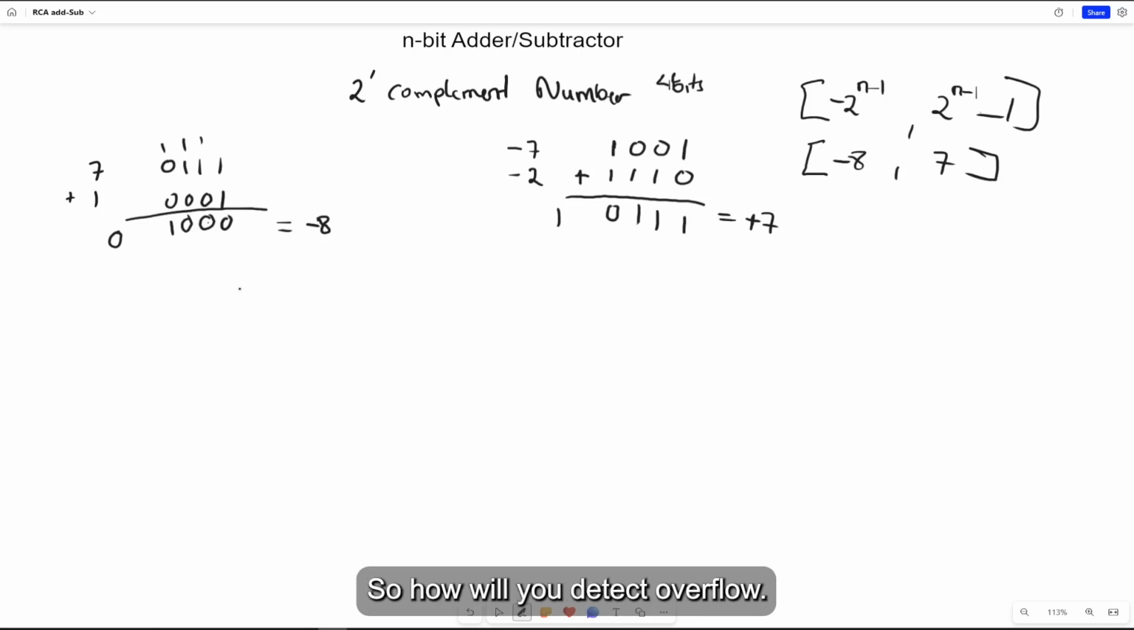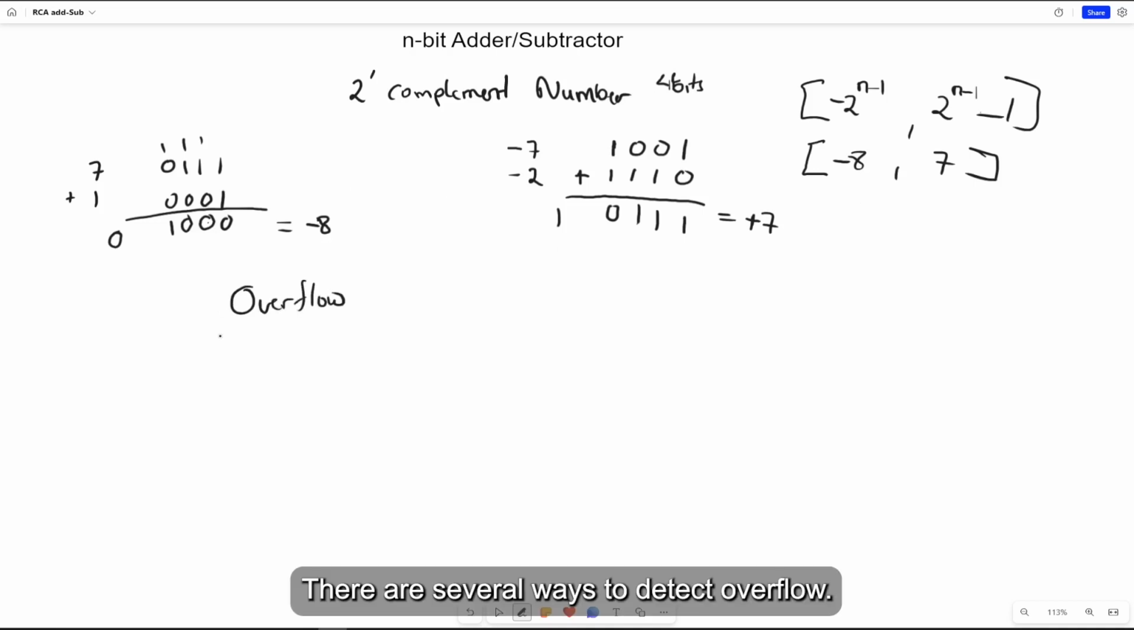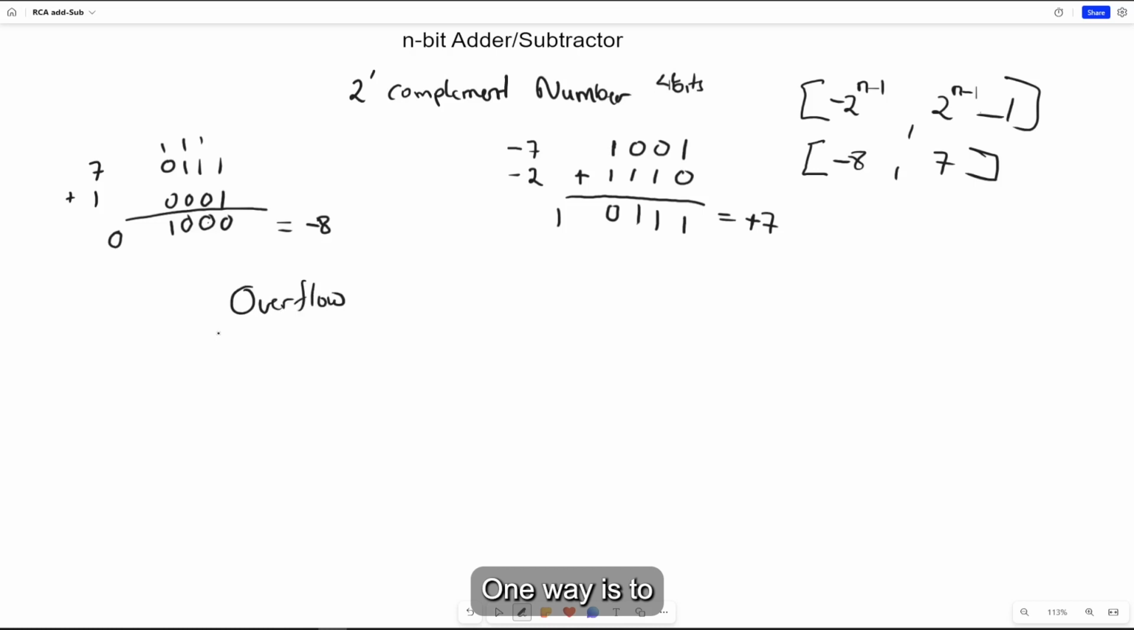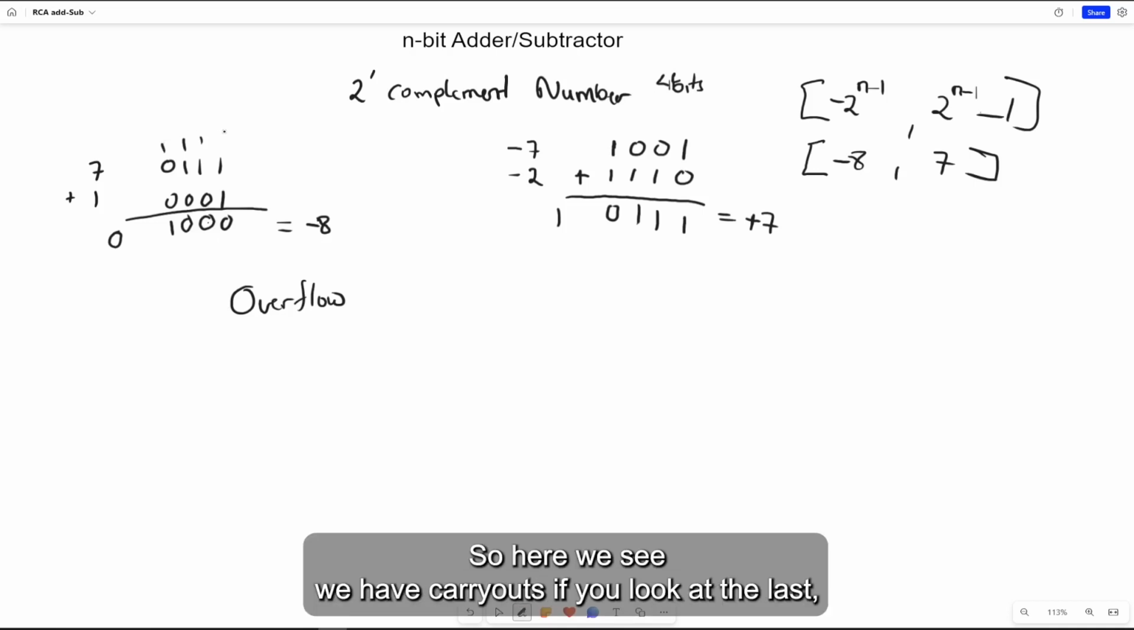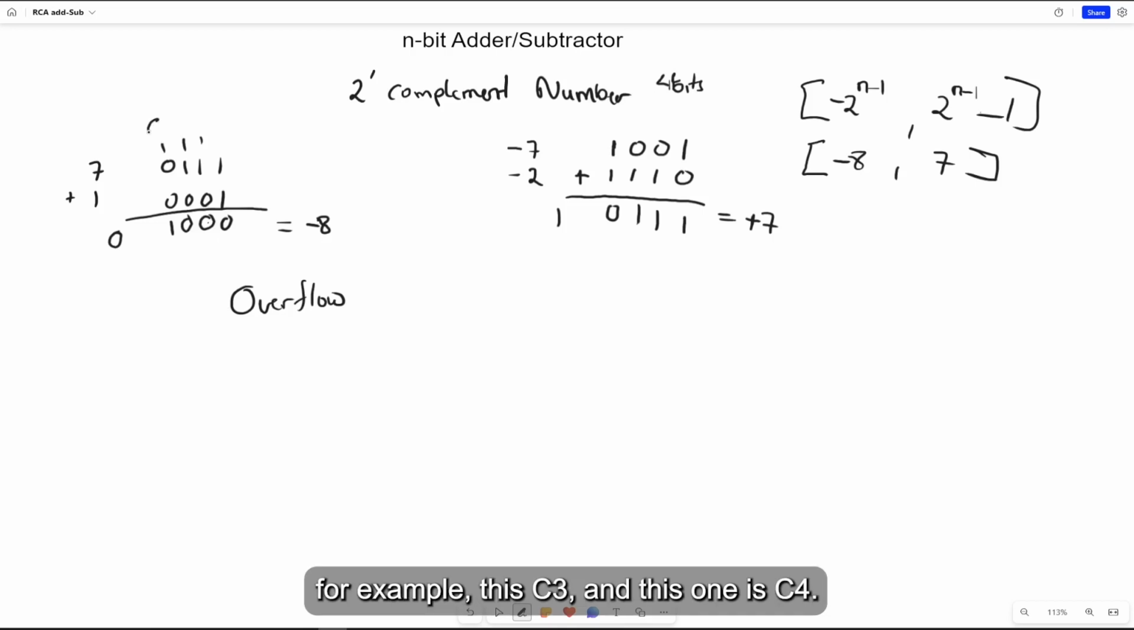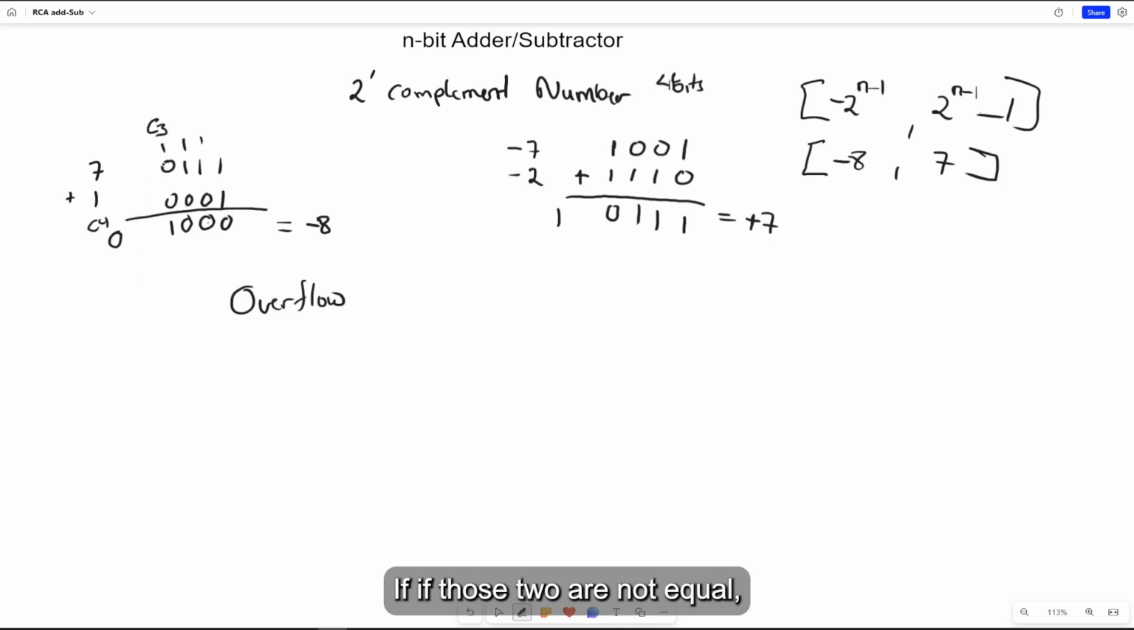So how will you detect overflow? Let me write overflow. There are several ways to detect overflow. One way is to look at, for example, the carry outs. So here we see we have a carry out. If you look at the last ones, this C3 and this one C4, if those two are not equal, carry out 3 not equal to carry out 4, that means we have overflow.